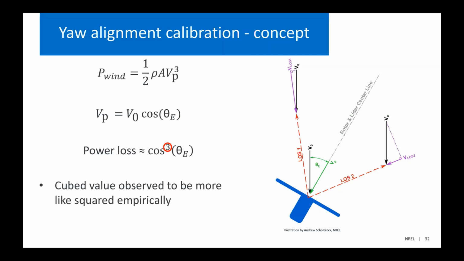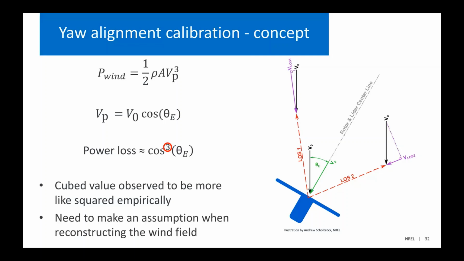However, in practice, we have observed that the cubic value is more closely a squared value versus the theoretical power loss. And also, when we're doing this using a LiDAR, like Eric mentioned, when we're reconstructing the wind field, we need to make an assumption based on the measurements. For this method, we're typically assuming that there's no shear in the wind, and we're just measuring the yaw error.